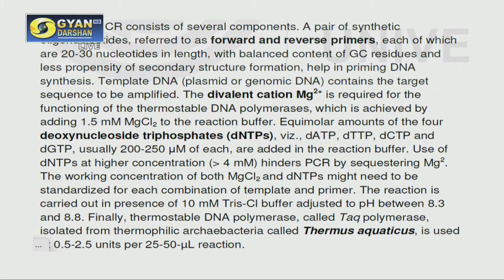The reaction is carried out in presence of 10 millimolar Tris chloride buffer adjusted to pH between 8.3 and 8.8. And as I said, the Taq polymerase enzyme is isolated from thermophilic archaebacteria called Thermus aquaticus. So you have to add the Taq polymerase also at 0.5 to 2.5 units per 25 to 50 microliter reaction. So that is now coming to the steps.